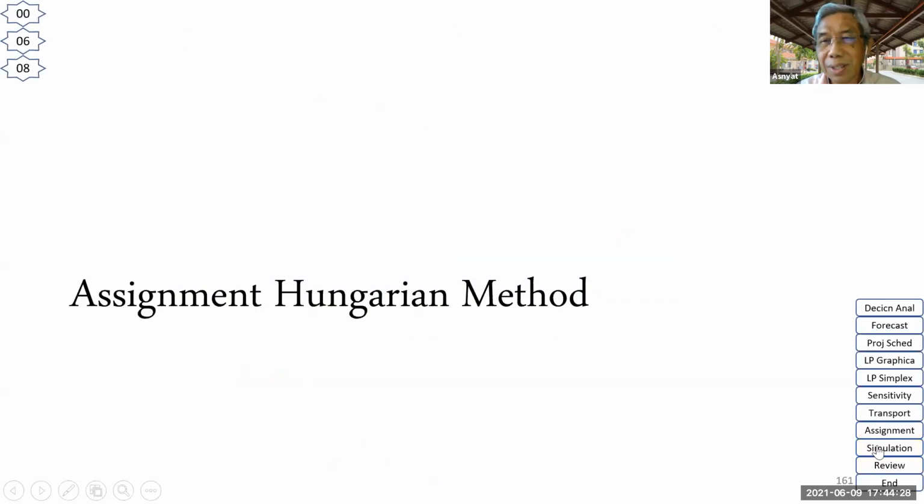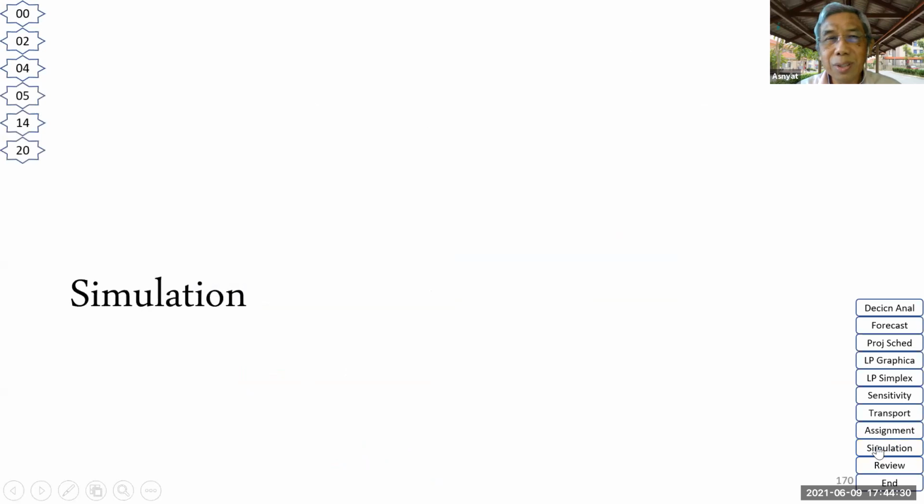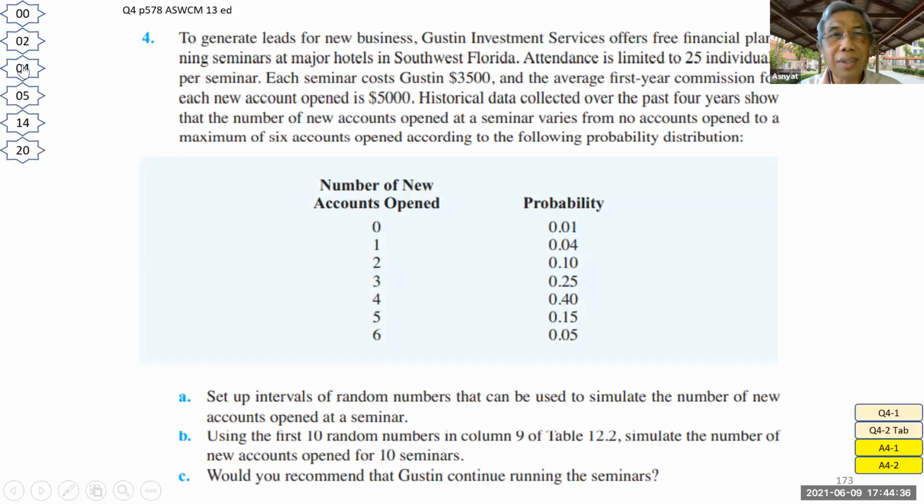Let's try one simulation. And then after that, I think we have time to do a sensitivity study, sensitivity analysis.